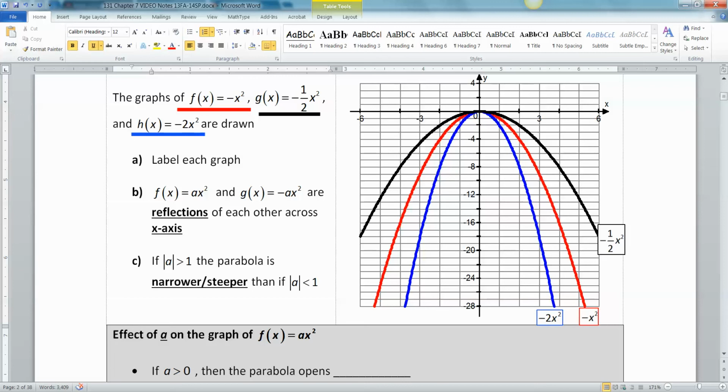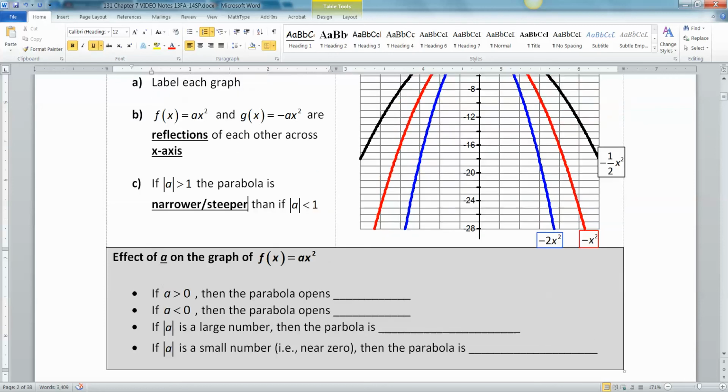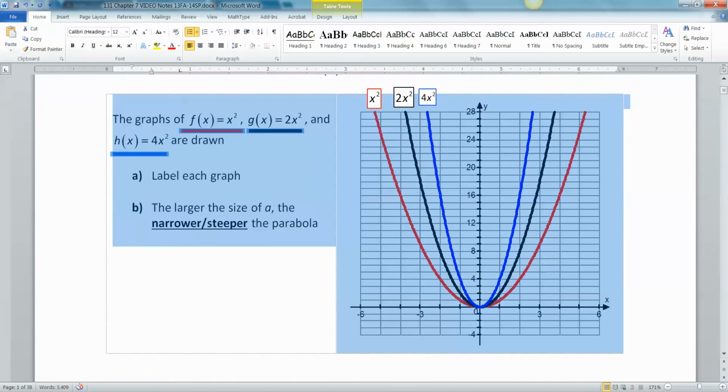shallower. And then if you have it so that the absolute value of A is greater than 1, like the blue one, the 2, then that's going to make a skinny, narrow, steep graph. All right, so let's summarize all of this because A has quite an effect on the graph here. So if A is greater than 0, that means A is positive. So for example, in all these graphs up here, A is positive in every one of those. A is 1, A is 2, A is 4.